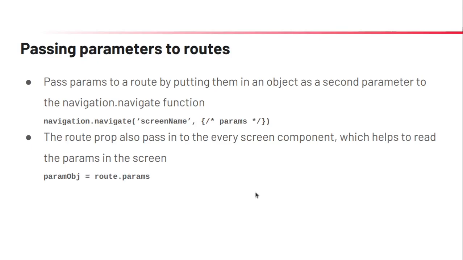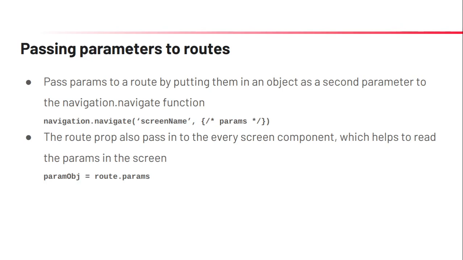After navigating between different screens, now we are passing parameters to the routes. Pass parameters to the route by putting them in an object as a second parameter to the navigation.navigate function. For example, navigation.navigate, the first parameter is the screen name, that is the component route name, and the second parameter is the object, in which we can pass key value pairs as parameters. The route prop is also passed to every screen component like the navigation prop, which helps to read params in the screen, like a params object equal to route.params.